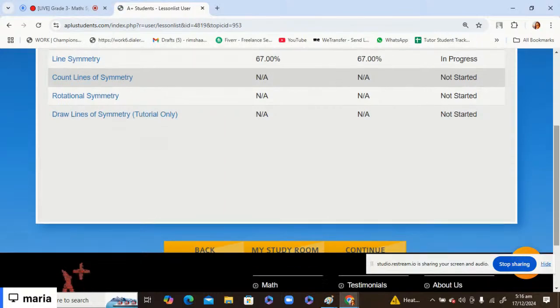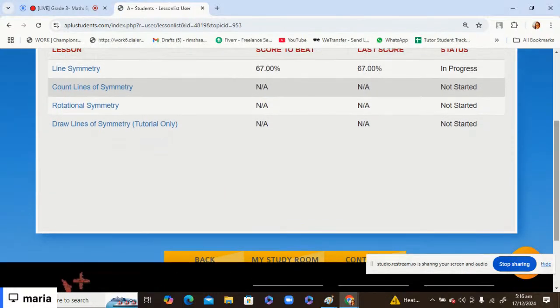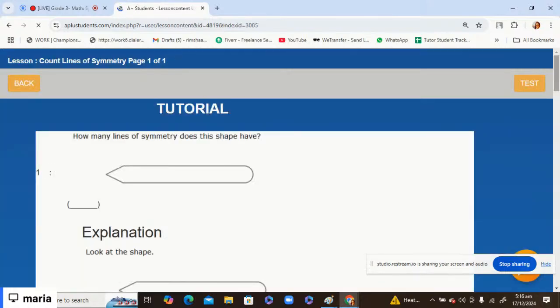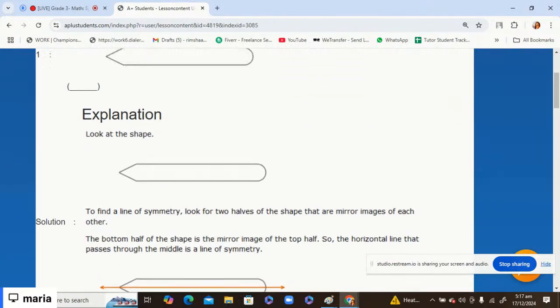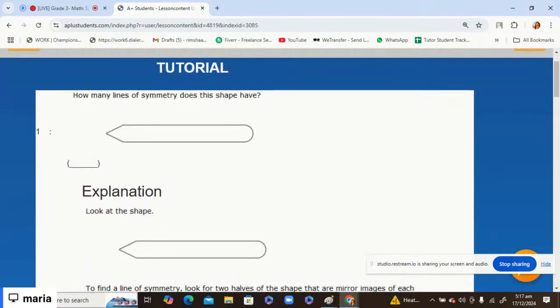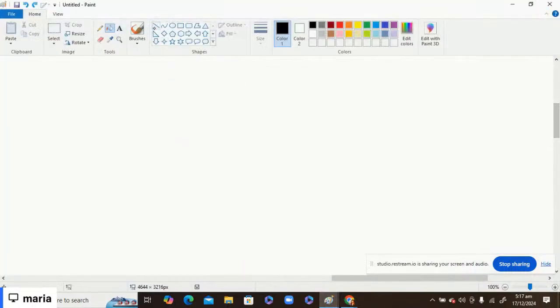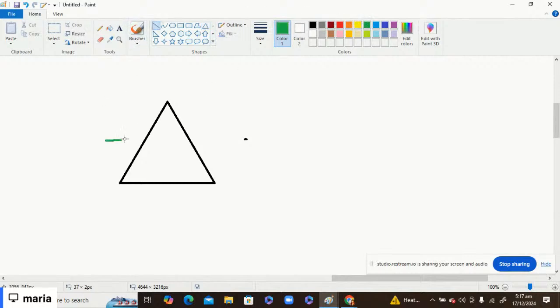Okay. Regarding this lesson, now let's start the next lesson, which is count lines of symmetry. Now, how many lines of symmetry does this shape have? For example, now look here. If I'm going to draw some shapes, like this triangle, okay? This triangle should not be cut down in this way. Look, no. Why? Because this part and this part are different. So the only line of symmetry for this shape is here.